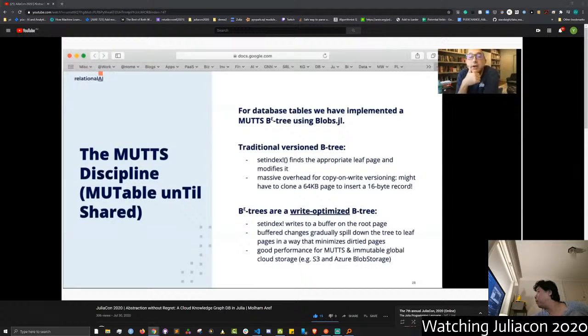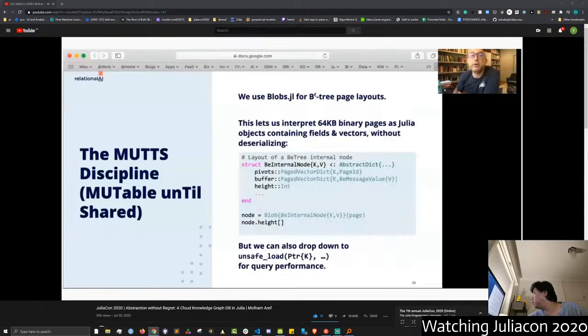So setIndex will just write to a change buffer in the root page. And when that root page buffer gets full, the buffered changes gradually spill down the tree to the leaf pages in a way that minimizes dirty pages. Okay, so you're batching up your updates. This is a perfect fit for the MUTs discipline because it reduces the cost of versioning. It's also a good fit for cloud storage because scattered updates are concentrated in a few pages that are cheaply sent to cloud storage on AWS S3 or Azure Cloud Storage.